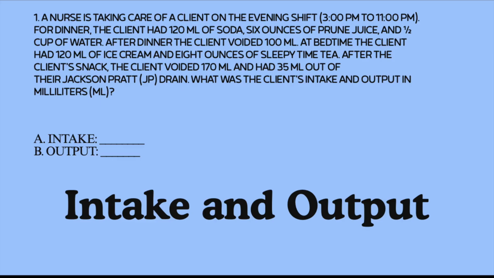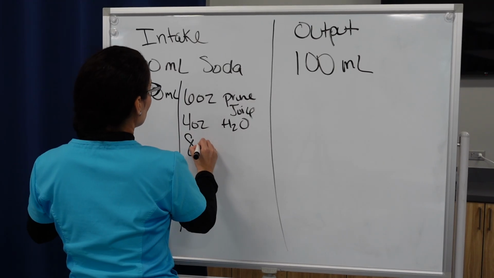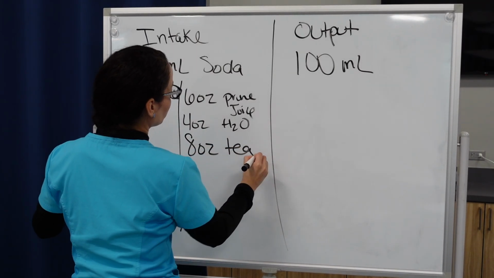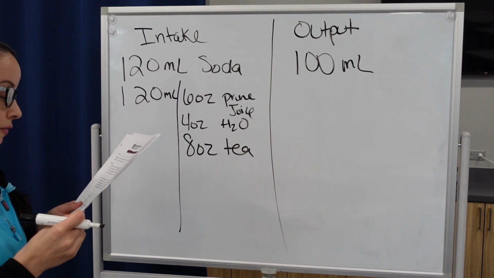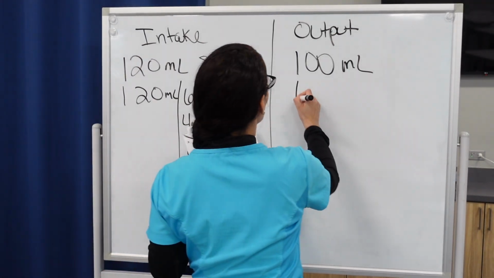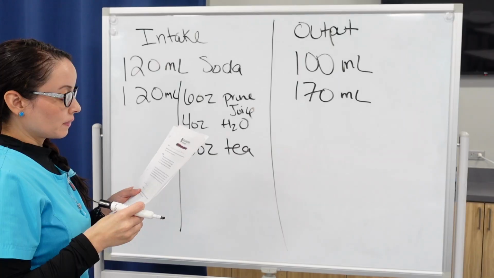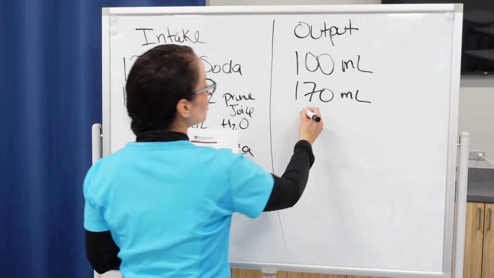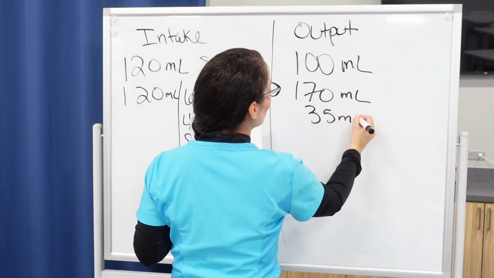Now I'm doing it different because this is already in milliliters, so I don't need to convert. I'm going to show you later. So 120 milliliters of ice cream, 8 ounces of sleepy time tea. After the client's snack, the client voided 170 milliliters and 35 milliliters out of their Jackson Pratt drain.